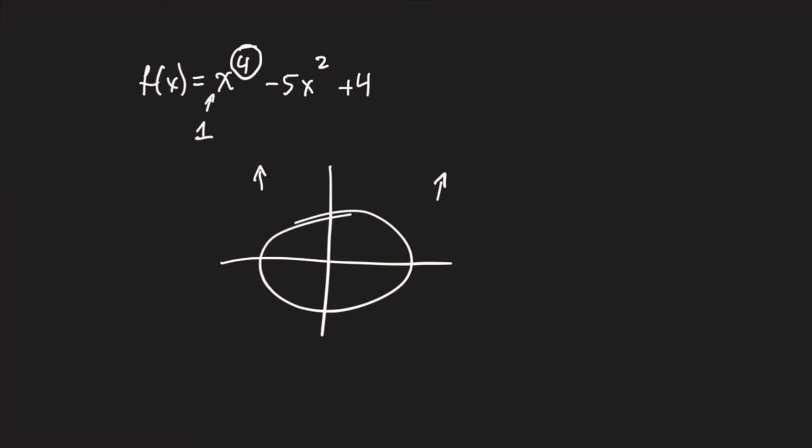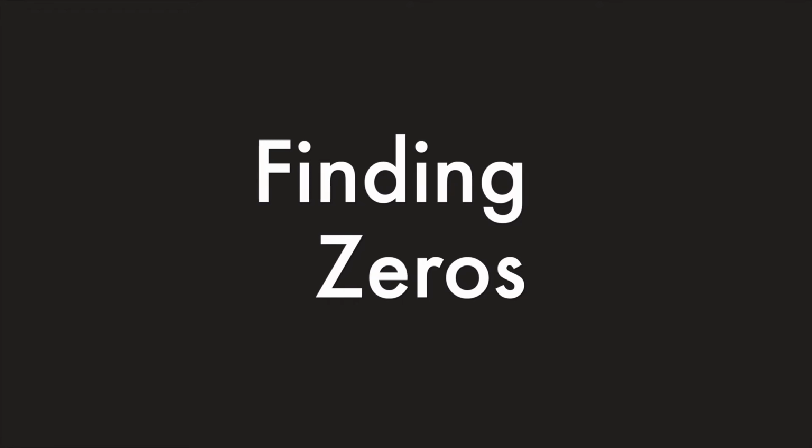Let's find out. One of the most important problems in algebra is finding zeros of polynomial functions. Another word for finding zeros is solving for x, trying to find out what is x when the function is equal to 0. Let's take a look at our first example.